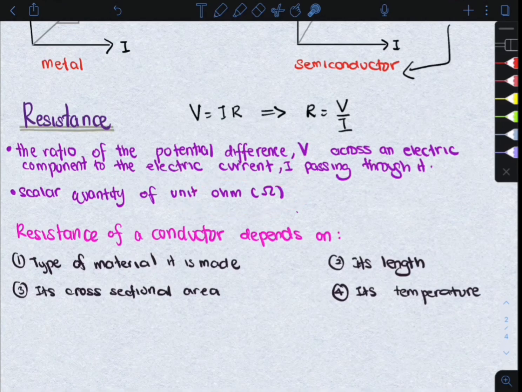And there are a few factors that affect the resistance of a conductor. The first one is the type of the material it is made of. Next is the length of the resistance. And then the cross-sectional area of the resistance, and lastly its temperature. If any of these four factors that I've mentioned changes, it could affect the value of the resistance.